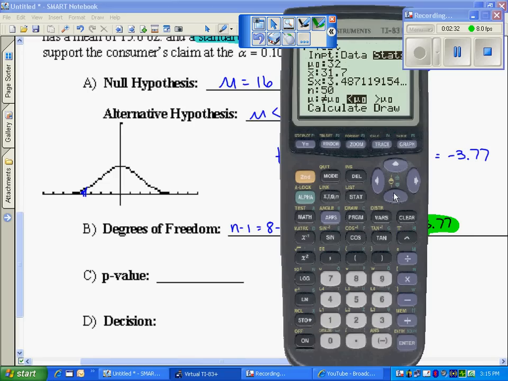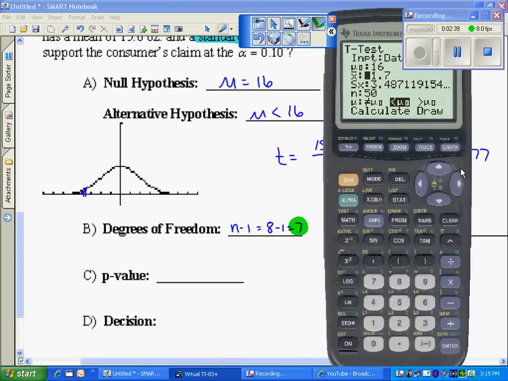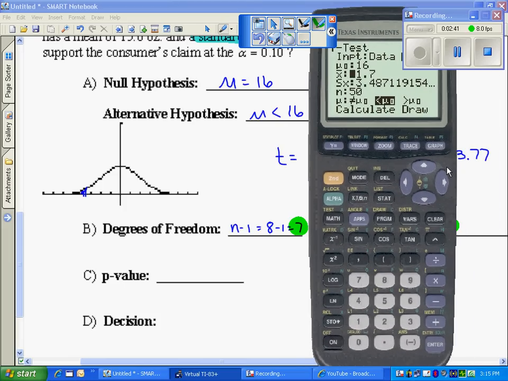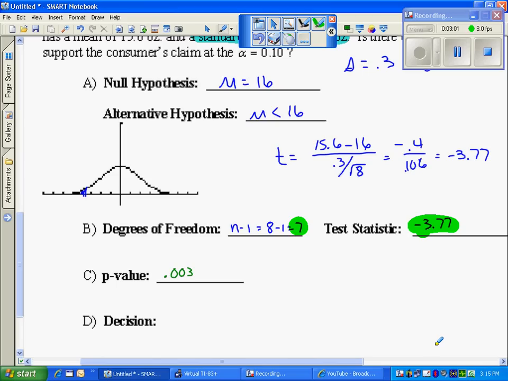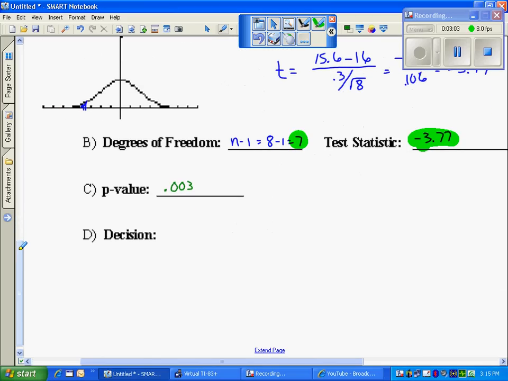Again, I was supposed to have 16, and the average that I got was 15.6. My sample standard deviation for the problem was 3/10, and I was only looking at 8. And again, I had the same direction of the test. So my p-value here is 0.003. 0.003 is very small, less than 1%.